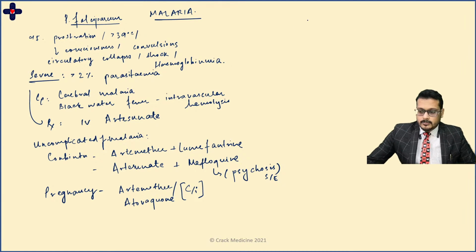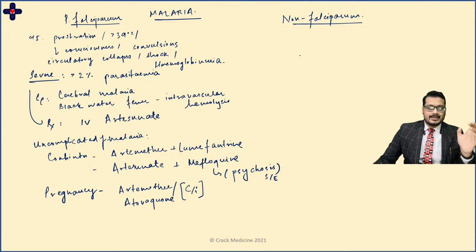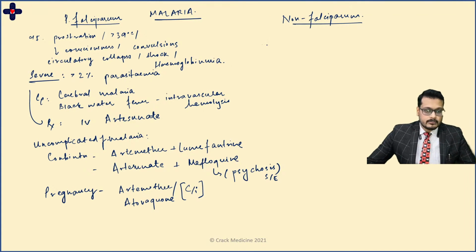Okay, so coming to non-falciparum malaria, and like I said, you need to have three thick and thin films to rule out malaria. Okay, don't be in a hurry, see whether it's given or not. If the sentence saying the three thick and thin films have been negative is not present, then don't be in a hurry to rule out malaria.